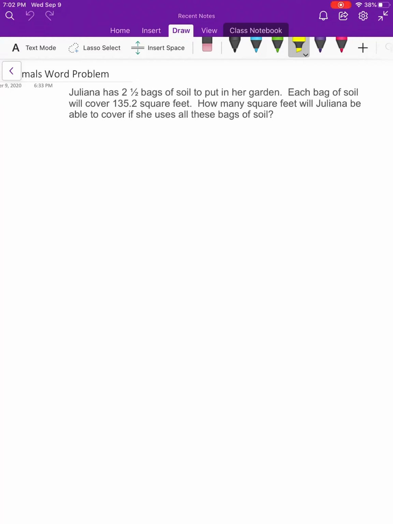Juliana has 2.5 bags of soil to put in her garden. Each bag of soil will cover 135.2 square feet. So for every bag, it will cover 135.2 square feet. How many square feet will Juliana be able to cover if she uses all of these bags of soil? Okay, so we are looking at 2.5 bags.